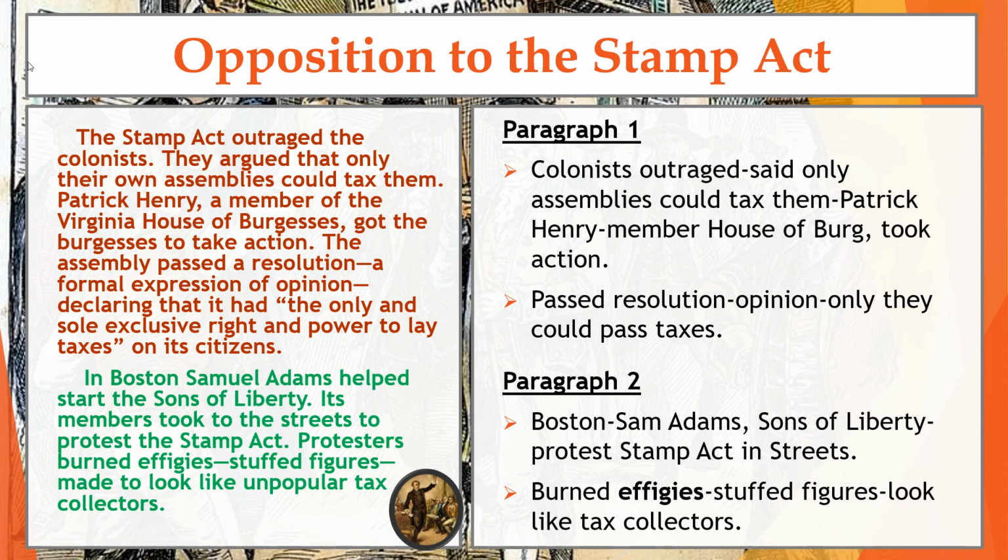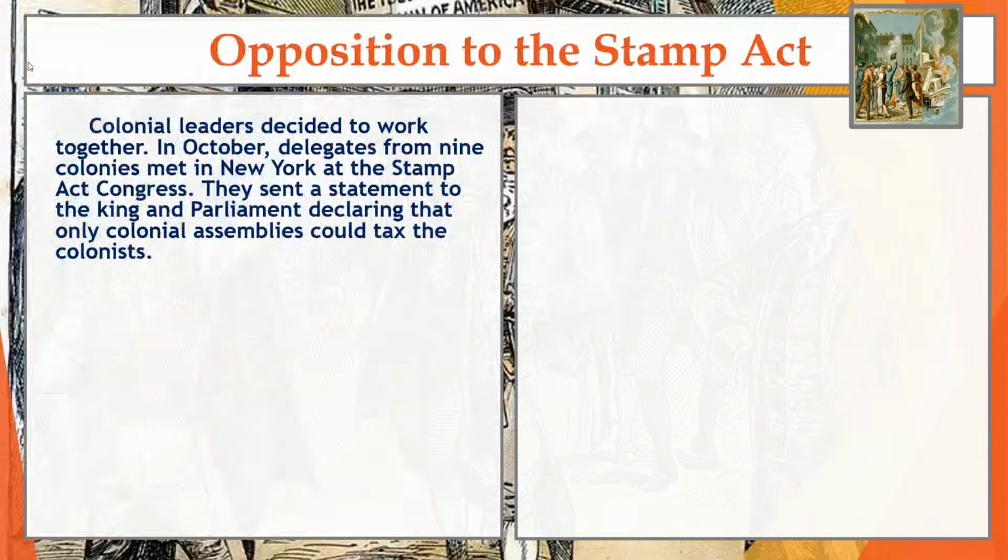Let's move on to the next two paragraphs in opposition to the Stamp Act. Colonial leaders decided to work together. Aha, right? In October, delegates from nine colonies met in New York at the Stamp Act Congress. They sent a statement to the king and Parliament declaring that only colonial assemblies could tax the colonists. Holy cow, there we go. Right? So this is finally starting to come up.